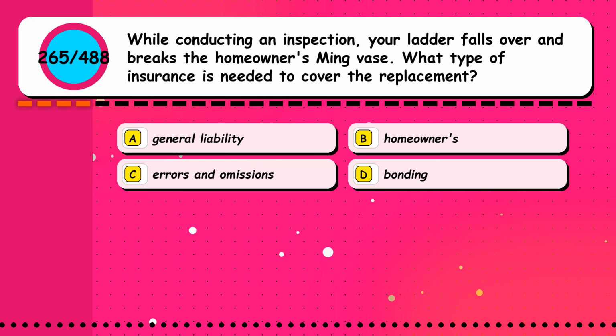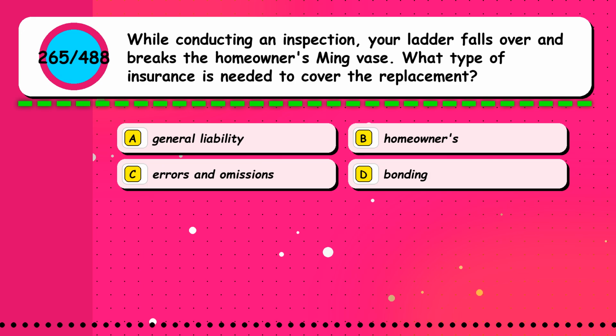Question 265. While conducting an inspection, your ladder falls over and breaks the homeowner's main vase. What type of insurance is needed to cover the replacement? Option A, general liability, option B, homeowners, option C, errors and omissions, option D, bonding.